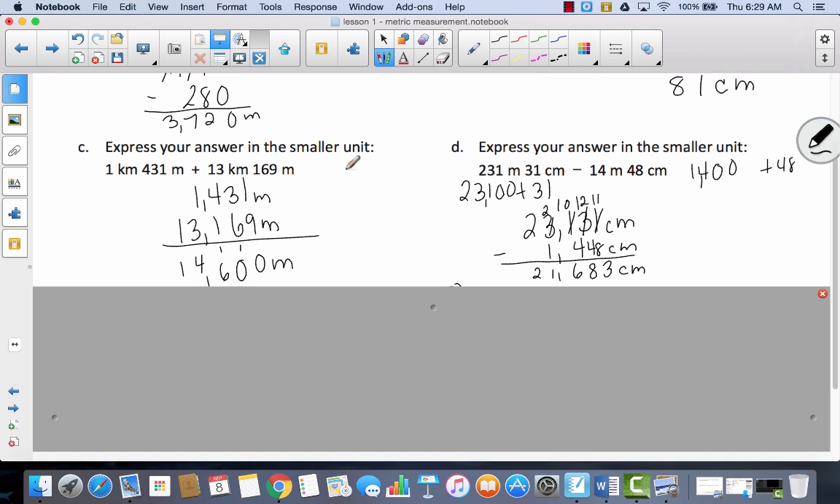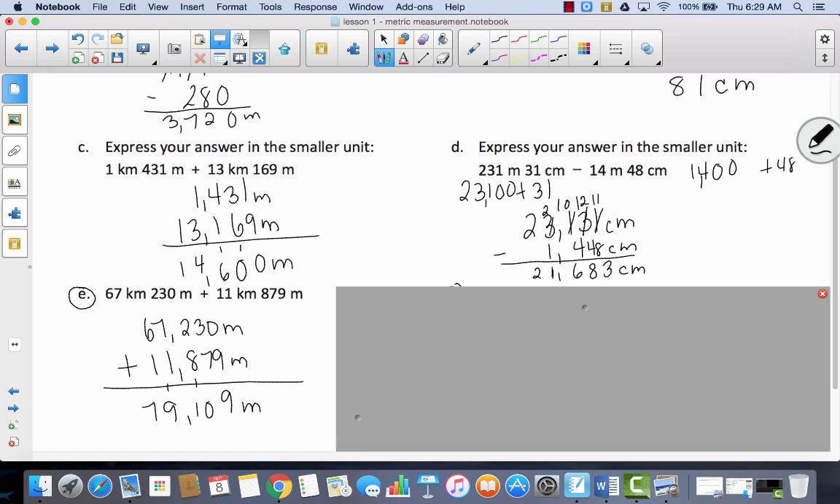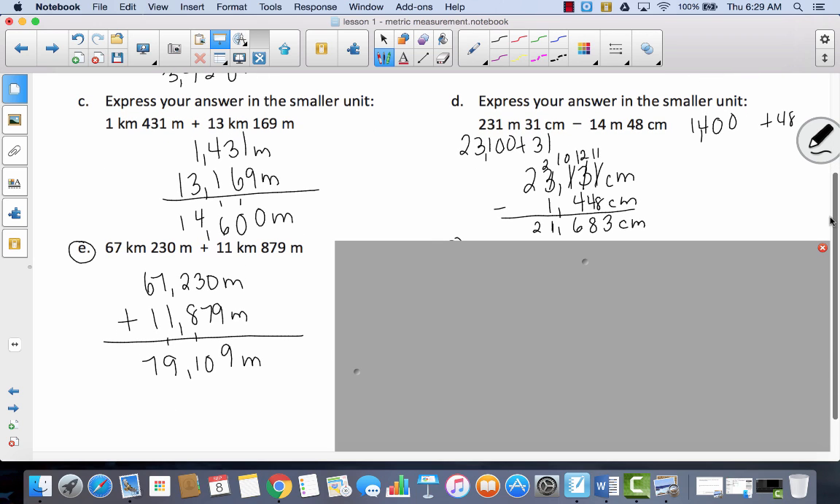Okay, so for D, when I subtracted, you can see all the places that I had to decompose, and I ended up with an answer of 21,683 centimeters. So for E, you can see here that I had to convert 67 kilometers and 230 meters to 67,230 meters, and then 11 kilometers, 879 meters became 11,879 meters. So when I found the sum, I ended up with 79,109 meters.